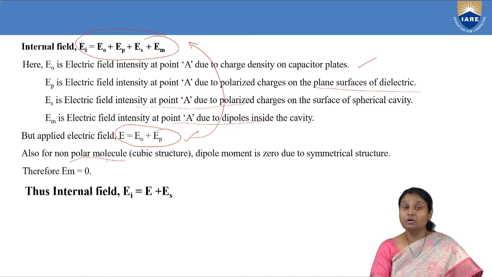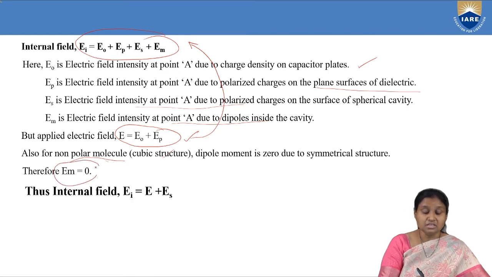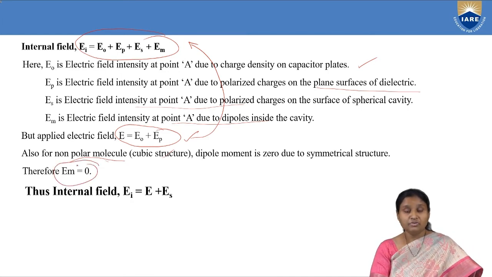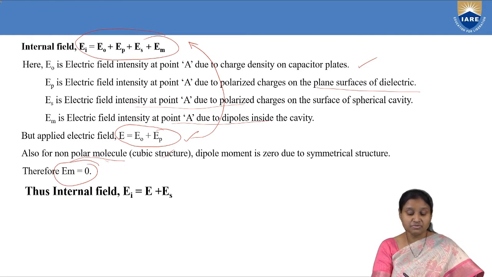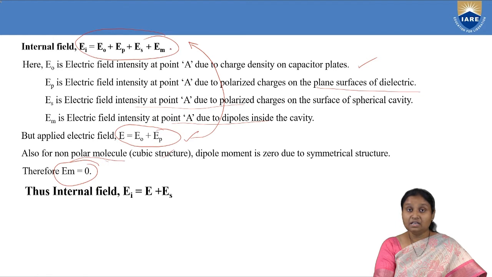So that's why they are not in the position of a dipole. Because there is no separation of charges, the dipole moment is 0. So obviously EM will be 0. Here, in this equation, in place of E naught plus EP, I have to substitute E, and the electric field due to dipoles inside the sphere, EM, I have to take as 0. So what is our final expression for internal field?